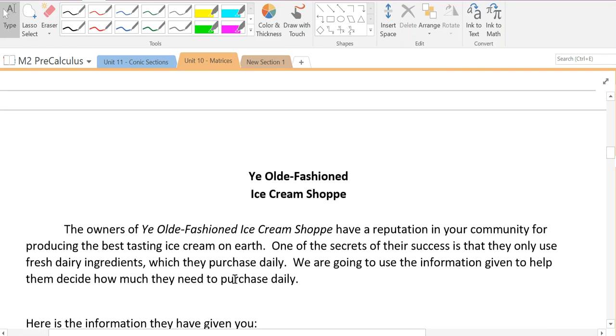Ye Old Fashioned Ice Cream Shop. So the owners of Ye Old Fashioned Ice Cream Shop have a reputation in your community for producing the best tasting ice cream on earth. I know where mine is. So one of their secrets of their success is that they only use the fresh dairy ingredients, which they purchase daily. We're going to use the information given to help them decide how much they need to purchase daily.